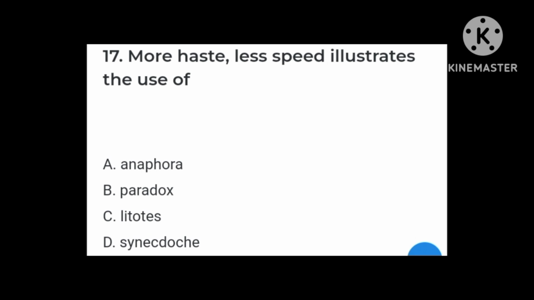It means when you rush or hurry, you are likely to make mistakes or encounter obstacles that will ultimately slow you down. So you only comprehend such a statement or expression when you go closer to it or when you think properly. The right answer is option B, paradox. The statement is paradoxical.